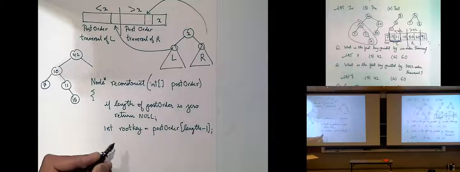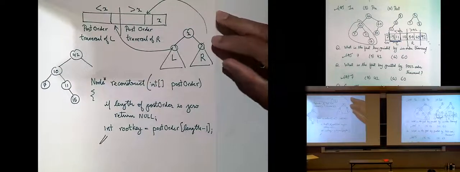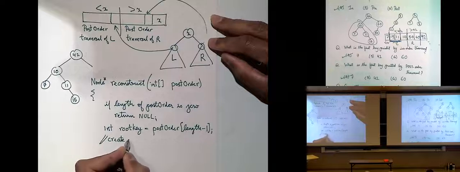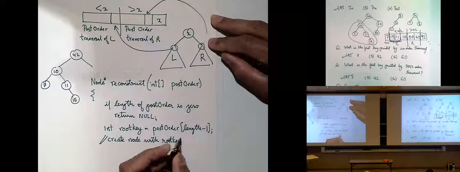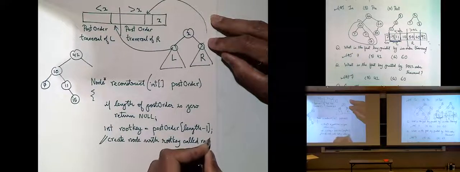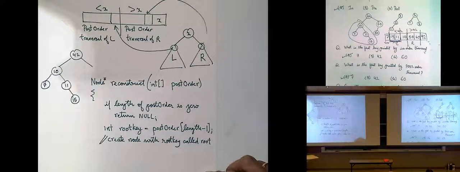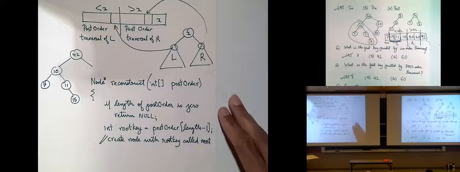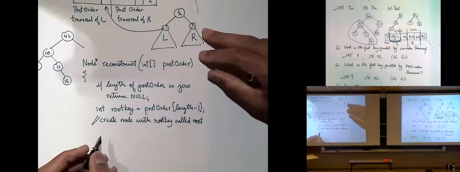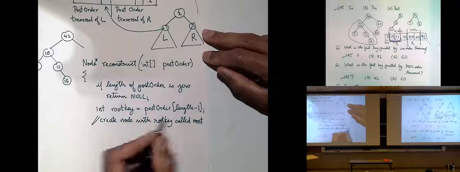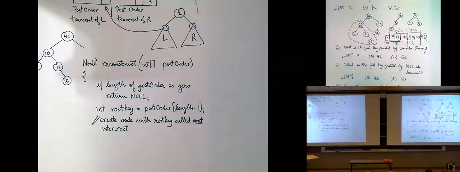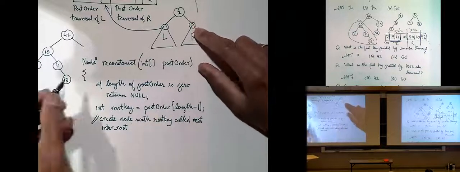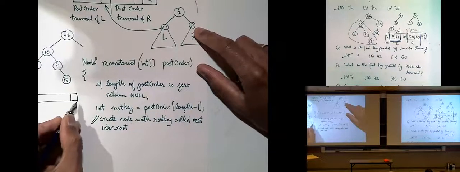So then what you would do is you would create a node. I'm just going to write this as comments: create a node with root key. Maybe root is a bit confusing, so I'll call it the intermediate root, because I don't want to confuse it with the root of the whole tree. So I create some node that's the intermediate root that would have whatever key I've discovered at the end.